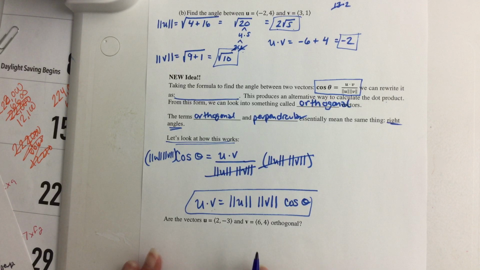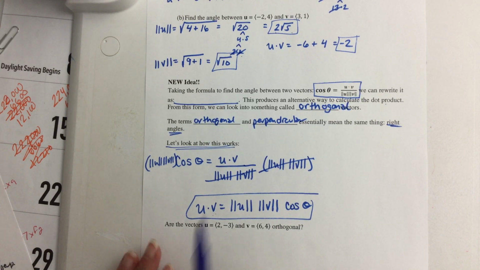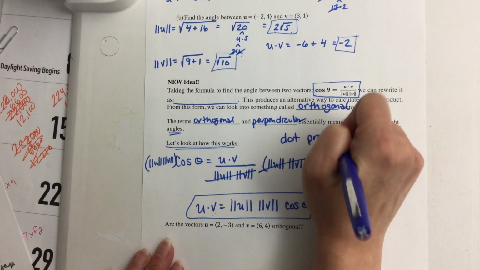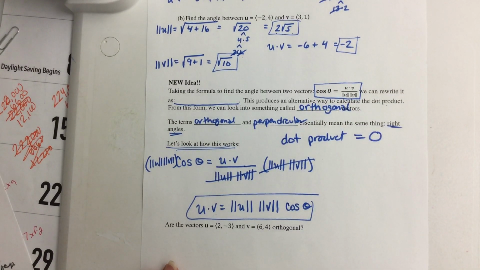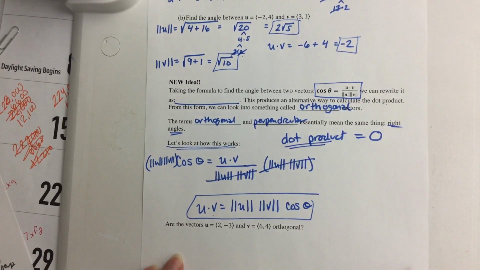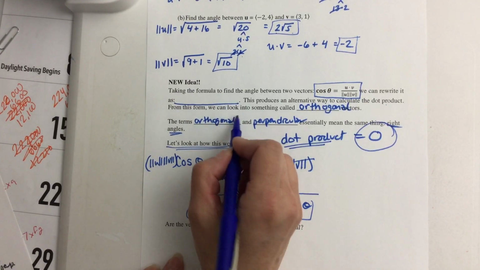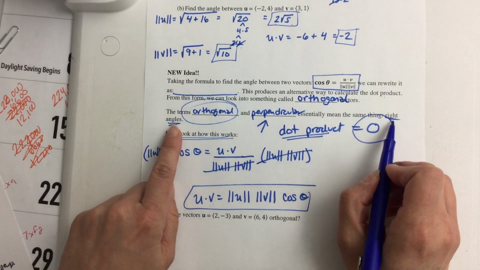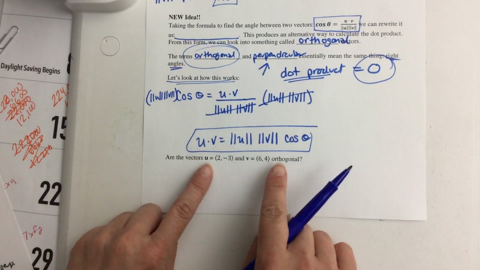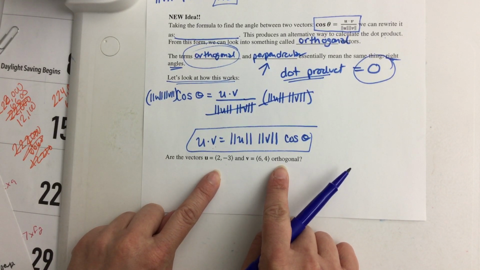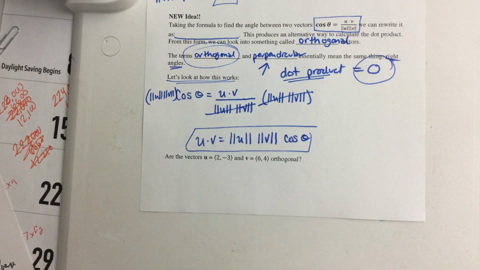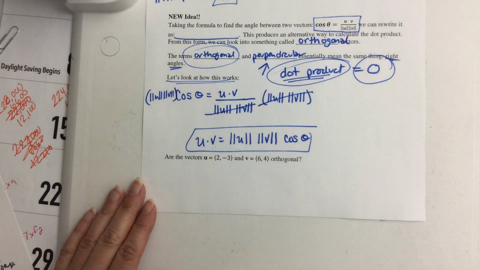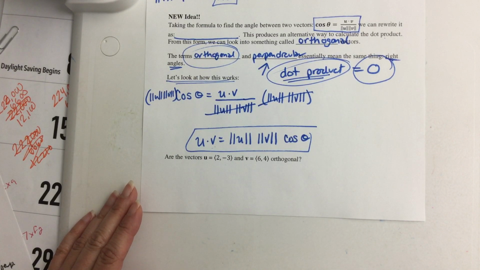In order to see if two vectors are orthogonal or perpendicular, the dot product must equal 0. So if you find a dot product and it equals 0, that means the two vectors are orthogonal, meaning they are perpendicular, so they create a right angle. If they give you two vectors, can you figure out if they're orthogonal? You find the dot product and see if it's equal to 0. If it's equal to 0, yes, they are. If it's not, then no, they're not.